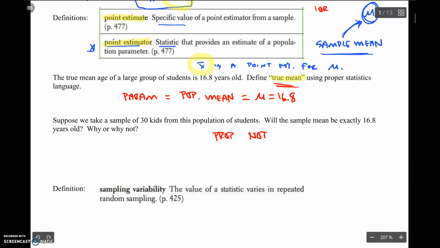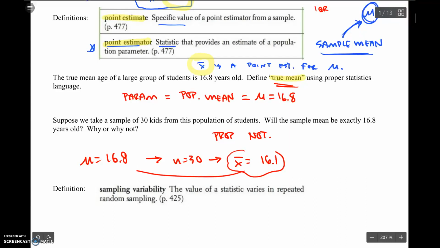If the true mean is 16.8, and we take a sample of size 30, we will probably get an X bar that is close to that, but probably not exactly the same. Maybe we would get 16.8, I don't know, years old. Who knows what we're going to get, but it's probably going to be slightly different than that. By the way, the X bar is our point estimator. This is our point estimate for the population mean, okay?